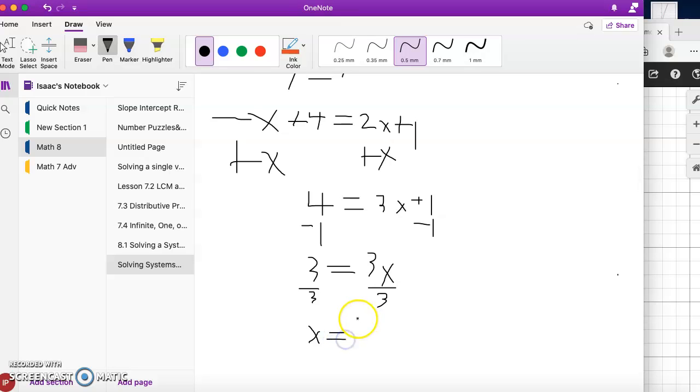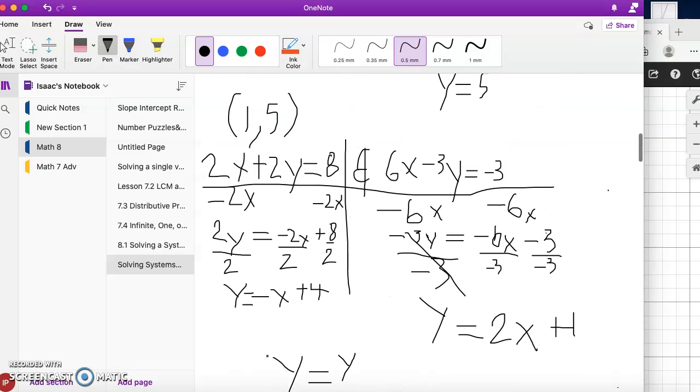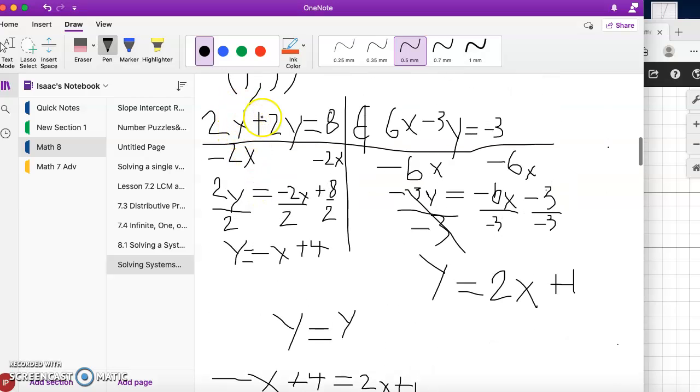I'm sorry, x equals 1. I've got 20 seconds left, so I'm only going to do one of them, and that's going to be the easier one. So if x equals 1, I'm going to say 2 times 1 plus 2y equals 8. That means 2 plus 2y equals 8. Subtract 2 from both sides, 2y equals 6, and then I'll get y equals 3.